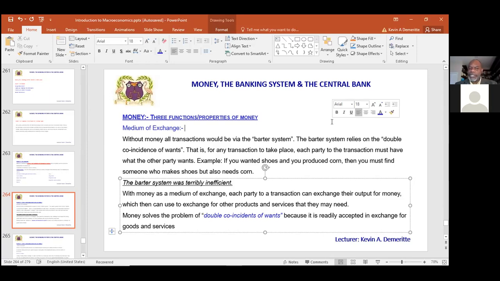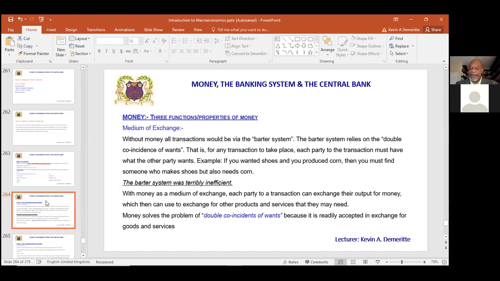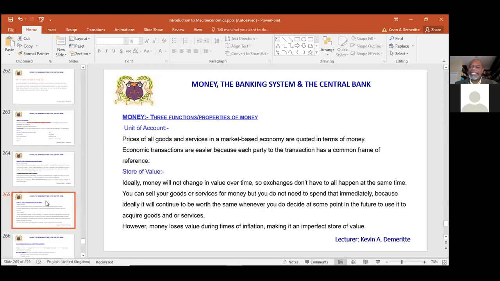So the first function of money, or the first property of money that we're concerning ourselves with, is money as a medium of exchange. So if you want to call yourself money, first of all, you have to be able to perform this specific function. What else can we say in order for something to be money? Medium of exchange. Secondly, it must be used as a unit of account. Prices of all goods and services, particularly in a market-based economy, are quoted in terms of money.